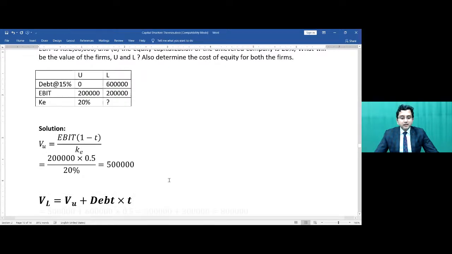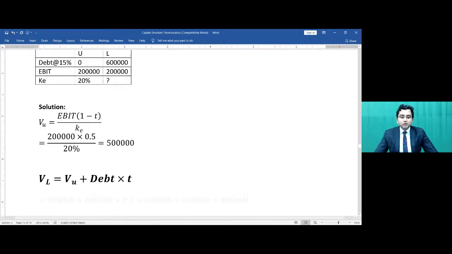M&M was saying that the value of the levered and unlevered firm must remain the same, with an assumption that there is no corporate tax. But if there is income tax, then the M&M approach changes its conclusion and says that no, now both the firms will not have the same value. The levered firm will have more value. And you know why and how much more value?